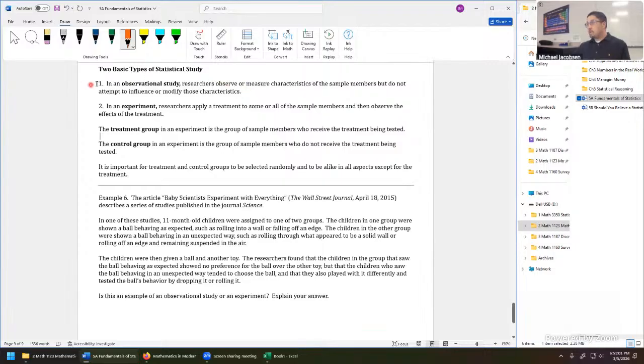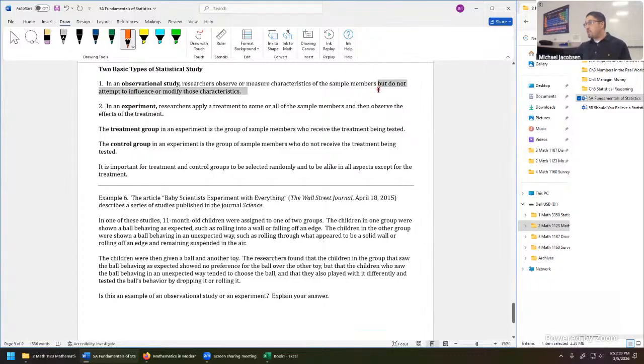So again, that's the observational study. These are two technical definitions, just like before, that are not always easy to tell apart. So let's really focus on what makes a study suddenly become an experiment.